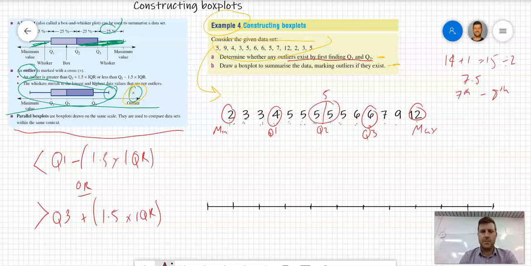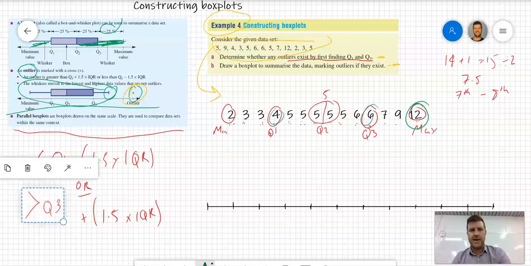Now I'm not going to go through that working out because I don't have much room here. Basically, the idea of today's video is just to show you how to construct or draw a box plot. I'll tell you right now, I've already done that working out. 12 is in fact an outlier. Okay, and if you did that, Q3, which is 3 plus 1.5 times the interquartile range, which is 6 minus 4, which is 2, would tell you that 12 is in fact an outlier.